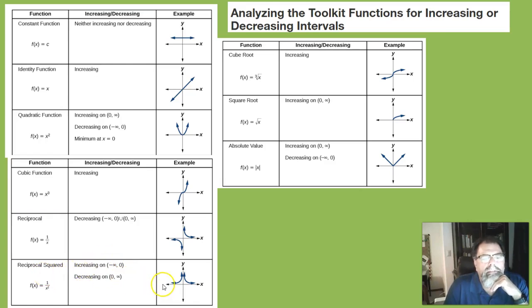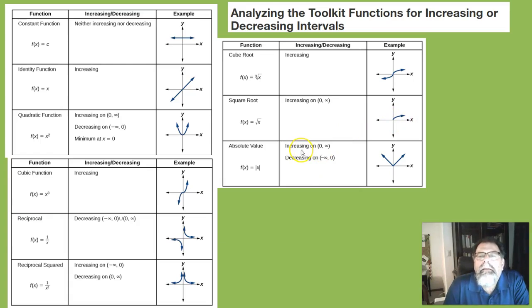Reciprocal squared, it's increasing on the left side, negative infinity to 0. It's decreasing on the right side from 0 to infinity. Cube root is strictly increasing. There's a special word for that if it's strictly increasing or strictly decreasing. We call it monotonic. I won't quiz you on that yet. Square root, it's strictly increasing over its domain. And remember, the domain is just the non-negative numbers, greater than or equal to 0.